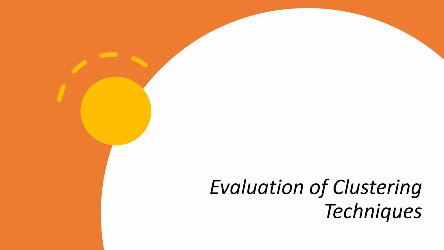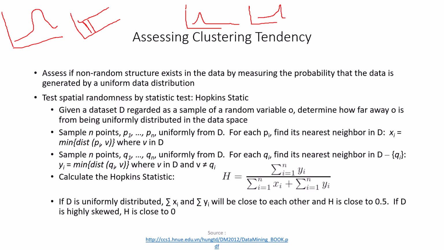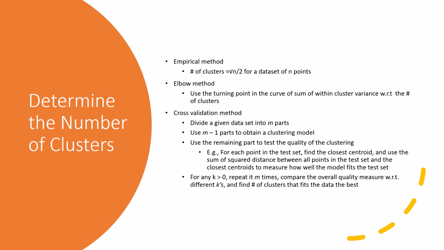Next is evaluation of clustering techniques. Clustering tendency assessment determines whether a given data set has a non-random structure, which may lead to meaningful clusters. Consider a data set that does not have any non-random structure, such as a set of uniformly distributed points in a data space. Even though a clustering algorithm may return clusters for the data, those clusters are random and are not meaningful. Determine the number of clusters.